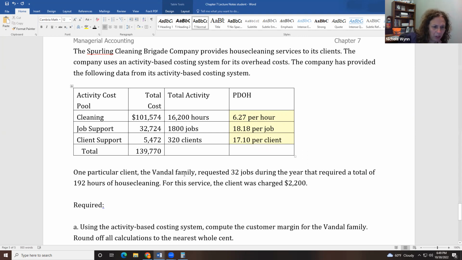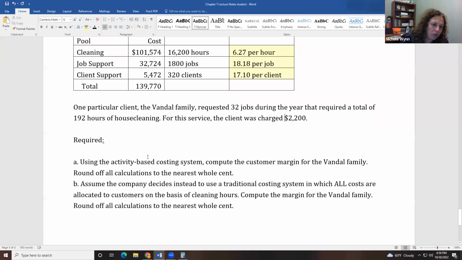Okay, one particular client we're looking at is the Vandal family. They requested 32 jobs, at 18.18 per job, during the year that require a total of 192 hours at $6.27 an hour. For this service, the client was charged $2,200. It says using activity-based costing, compute the customer margin, rounding everything to the nearest cent.